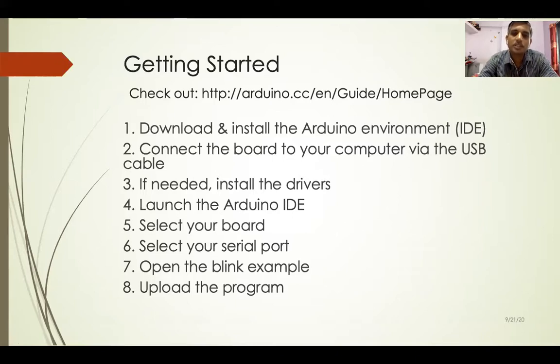The next step is to select the serial port. You have installed the drivers. When the drivers are installed for the USB to UART converter, your computer will give you a serial port. In a Windows computer it is known as a COM port: COM1, COM2, COM3. COM1 is the default, and you may get COM2, COM3, COM4. Any port you can get depending on what port has already been allocated.